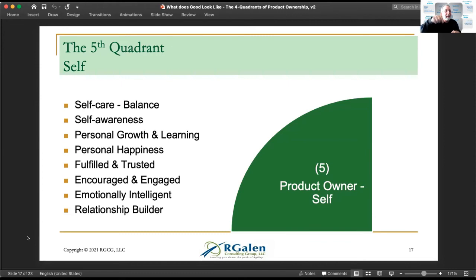And this workshop doesn't count. This webinar doesn't count. I'm kidding. It counts. But are you learning? Are you growing? Personal happiness. Are you doing what you love to do in the quadrants? So if you love BA work, that's fine. Then embrace that. But your team needs holistic support as a product owner. So maybe you need to partner with someone and figure that out. Encouraged. Are you engaged? Are you trusted?